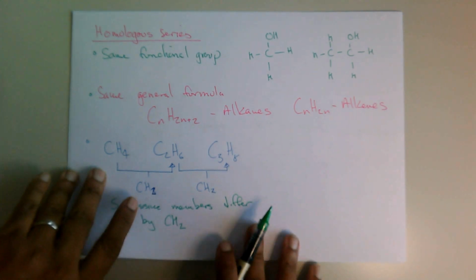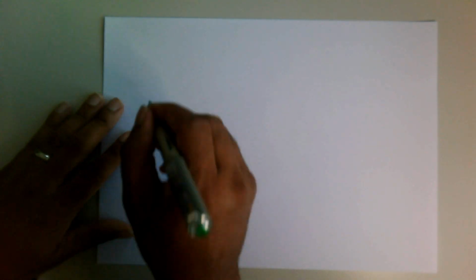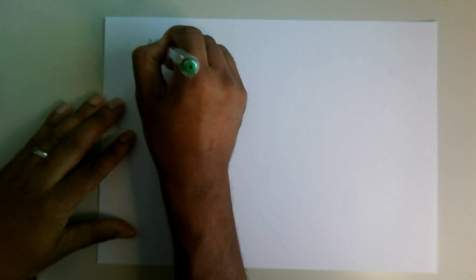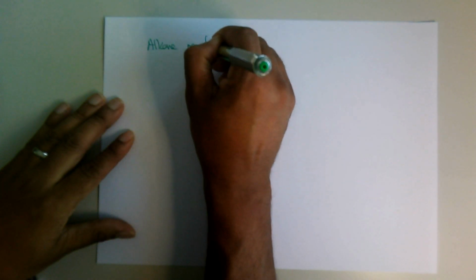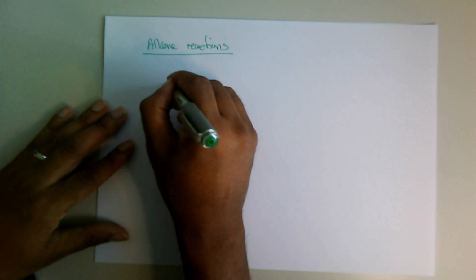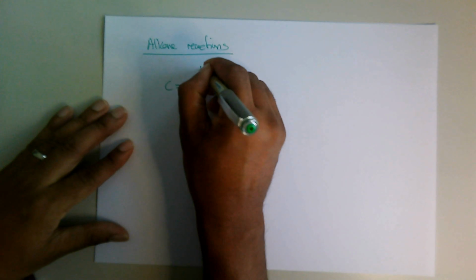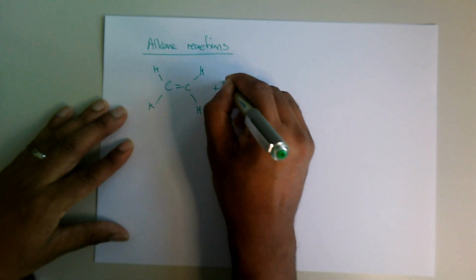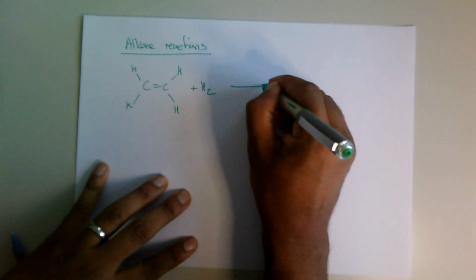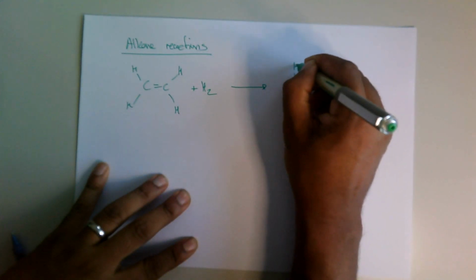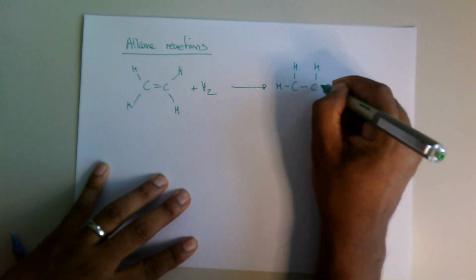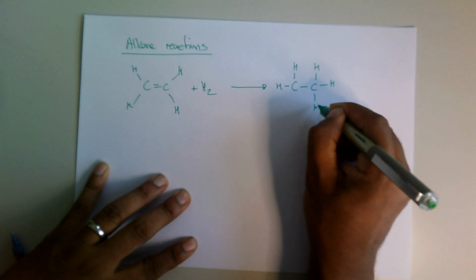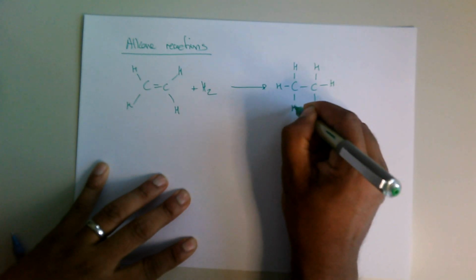A couple of other things with organic chemistry. Just some alkene reactions. Now, the most common alkene reaction that you are expected to know for GCSE is, say you've got ethene and you react that with hydrogen, you'll end up with ethane. So you end up breaking the carbon-carbon double bond and attaching the two hydrogens on here.